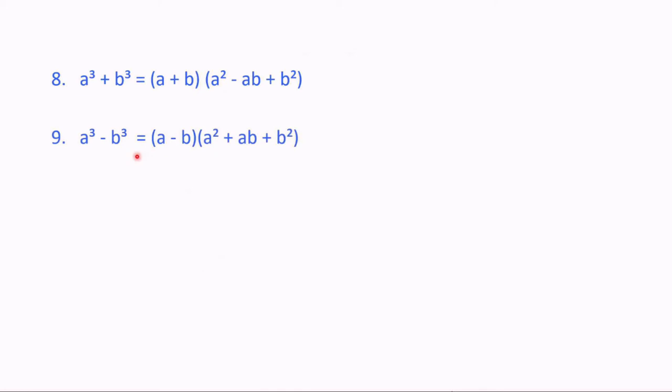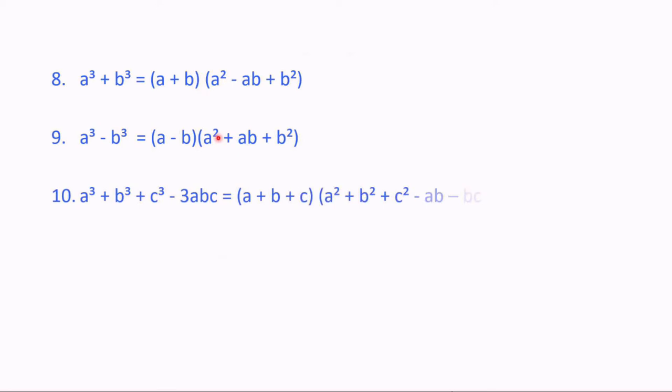Now the remaining identities, mostly we can use for factorizing terms. If we are given terms in the form of cubes, a cube plus b cube, we can use this for factorizing it. That is a cube plus b cube equal to (a plus b) into (a square minus ab plus b square). If a cube plus b cube is given, the first term is positive and here it is negative. Now, if you take a cube minus b cube, we can write the first term as (a minus b) into (a square plus ab plus b square).